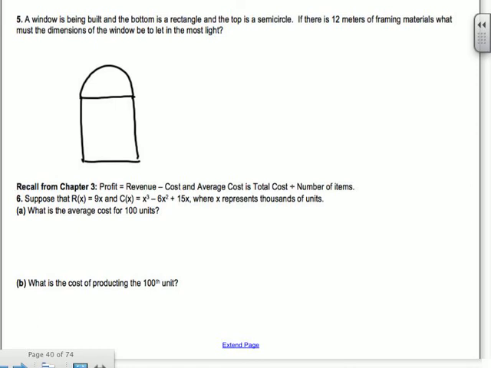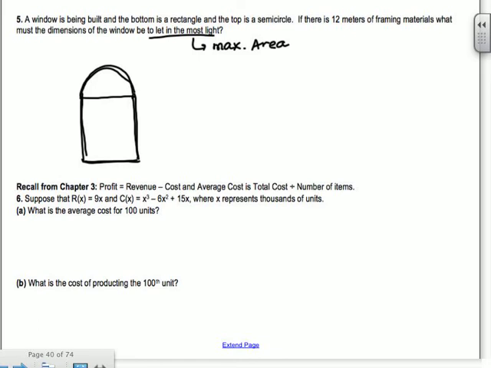There are 12 meters of framing material. So that means going all the way around, you have 12 meters. What must the dimensions of the window be to let in the most light? What does that mean, to let in the most light? What am I maximizing? Area, right? First we need to figure out this 12 meters of framing material.